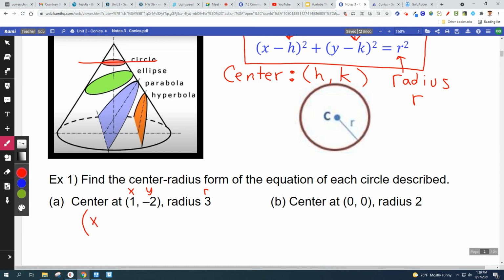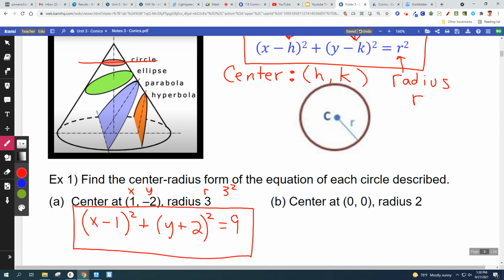We're going to say x minus 1 squared plus y minus negative 2 is going to change to plus, equals. Now the trickiest part is you're not going to put equals 3. You've got to put 3 squared. So in this case, 3 squared is going to be 9. And that's it. That's all there is to it. You've got an equation of a circle with center at 1 comma negative 2 and a radius of 3.